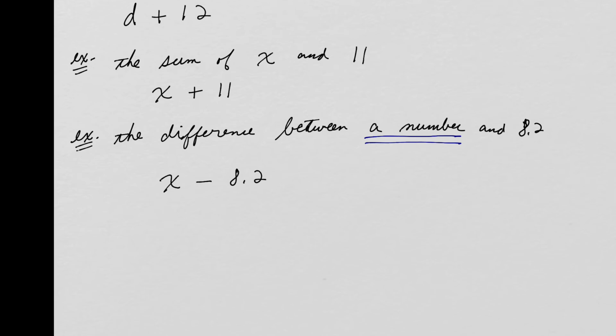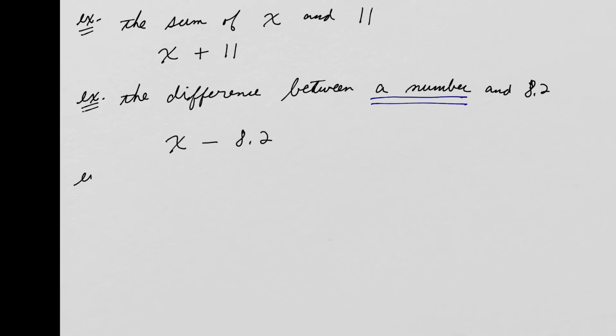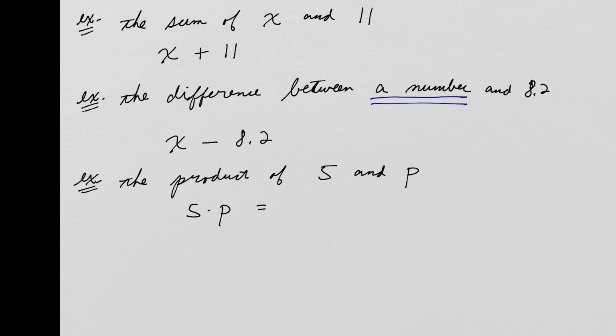The product of 5 and, let's call our variable p. How would I write that? Well, that would simply be 5 times p. Now, if you write a constant right next to a variable, you don't need to put the multiplication symbol. It's implied. So if I just write 5p, that also represents 5 times p.